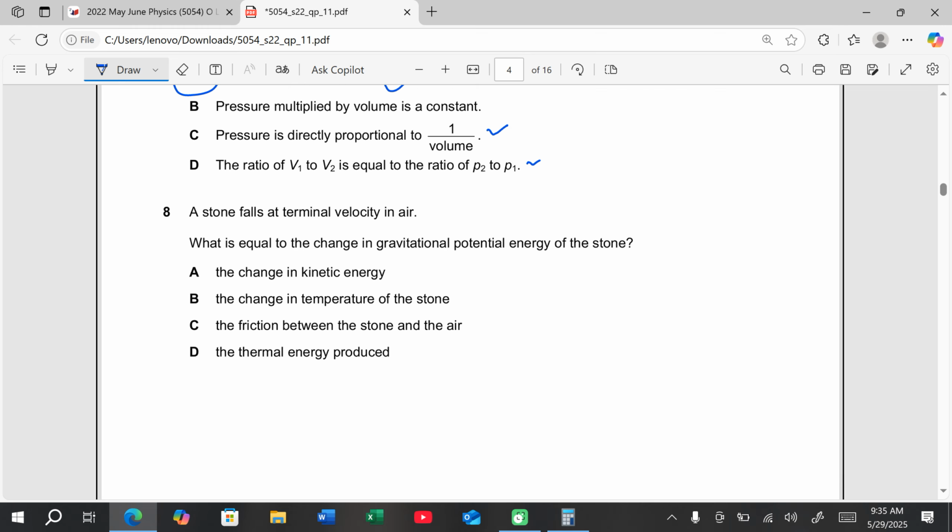A stone falls at terminal velocity in the air. What is equal to the change in gravitational potential energy of the stone? The change in kinetic energy? Since it is traveling at a terminal velocity, there is no change. Change in temperature of the stone: the friction between the stone and the air produces thermal energy. Since kinetic energy is not changing, gravitational potential energy is changing into some other energy, which is thermal energy.